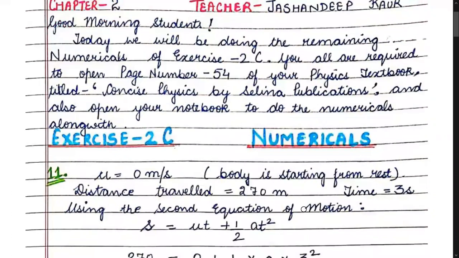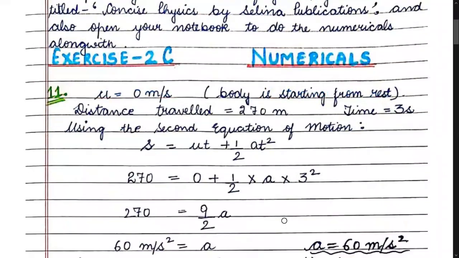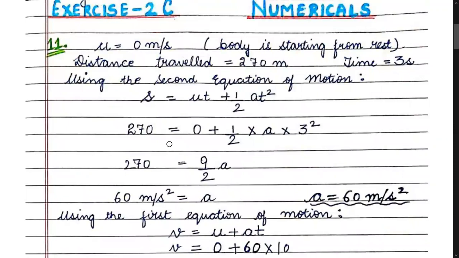Children, today we will be doing the remaining numericals of exercise 2C. You all are required to open page number 54 of your physics textbook titled Concise Physics by Selena Publications. And children, also open your notebook to do the numericals along with. Now children, see question number 11 given in your book on page number 55.